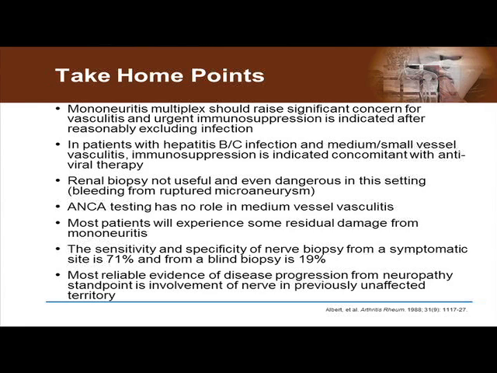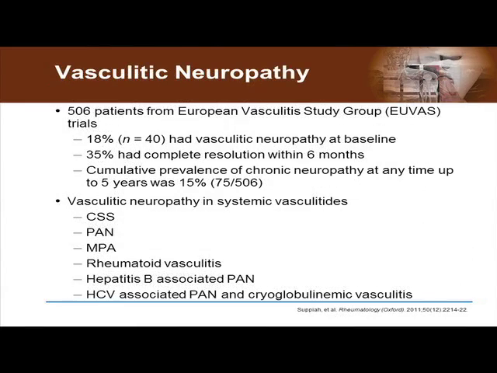The other important point to remember is that the most reliable evidence of disease progression from the neuropathy standpoint is involvement of nerve in a previously unaffected territory, which means that, like in this patient, if she already had a left foot drop, it is difficult to assess disease activity based on symptoms just in the left lower extremity. So the most reliable evidence of disease progression would be that she develops neuropathic symptoms in the right foot or in the left arm, which have not been previously involved.